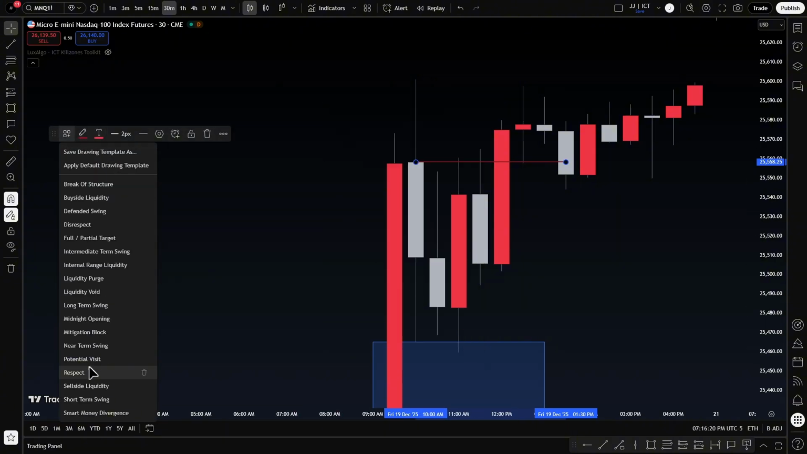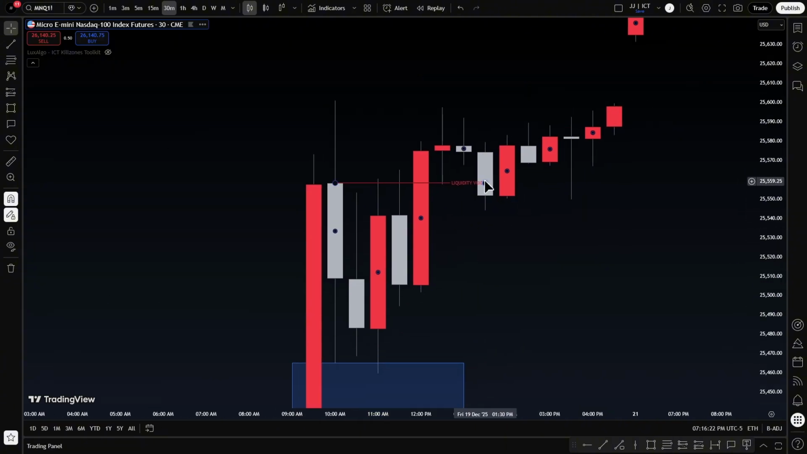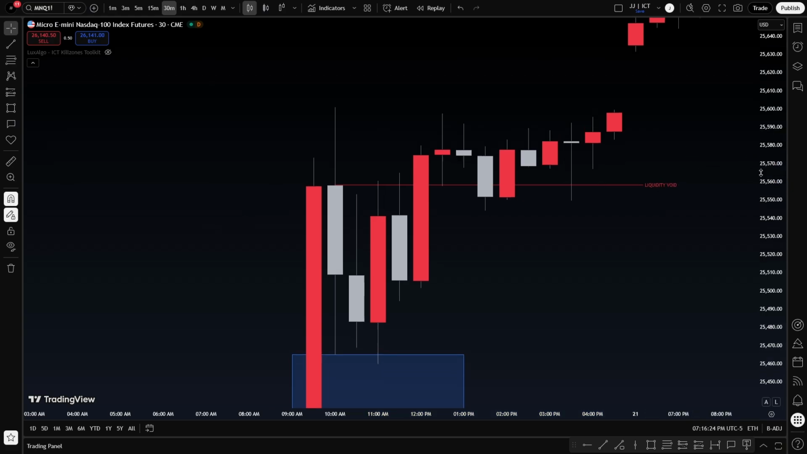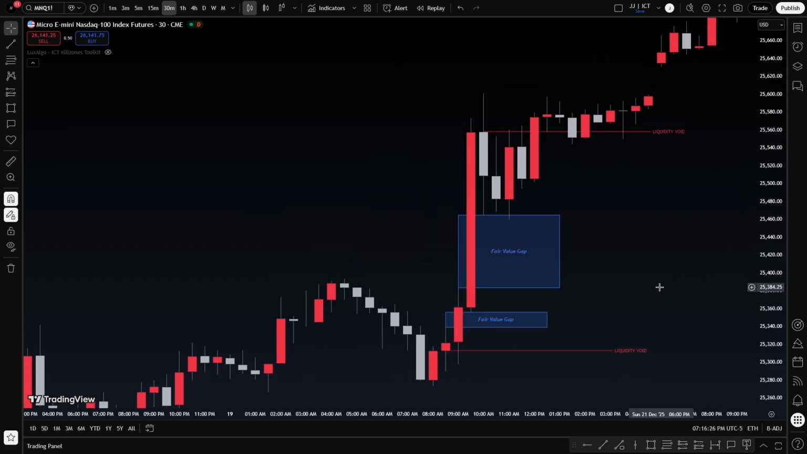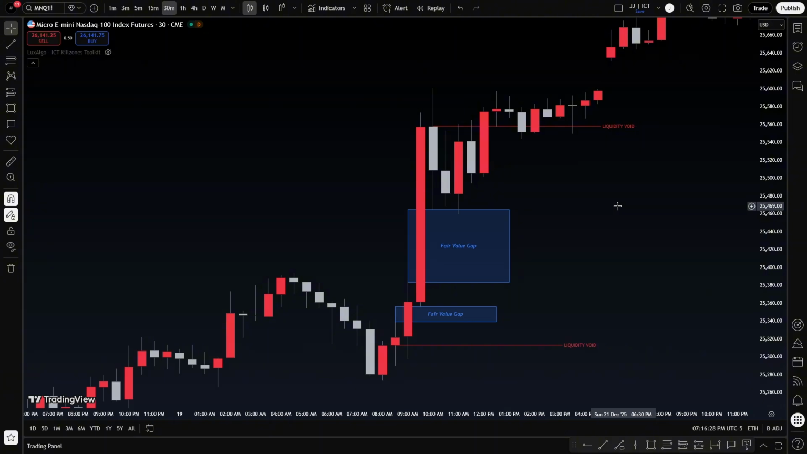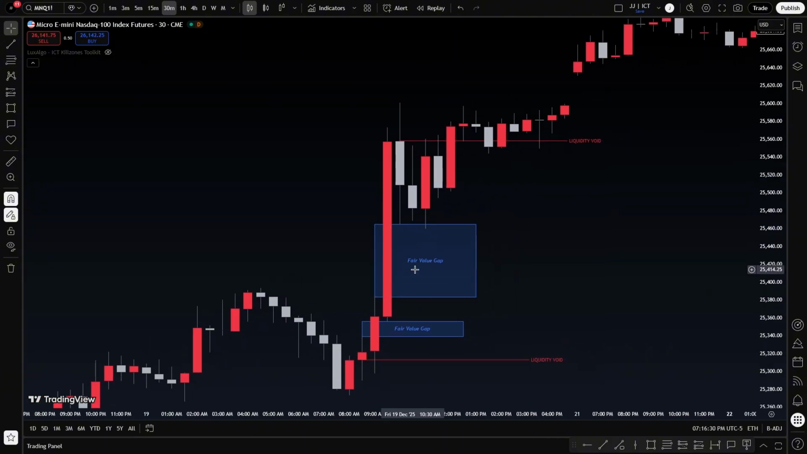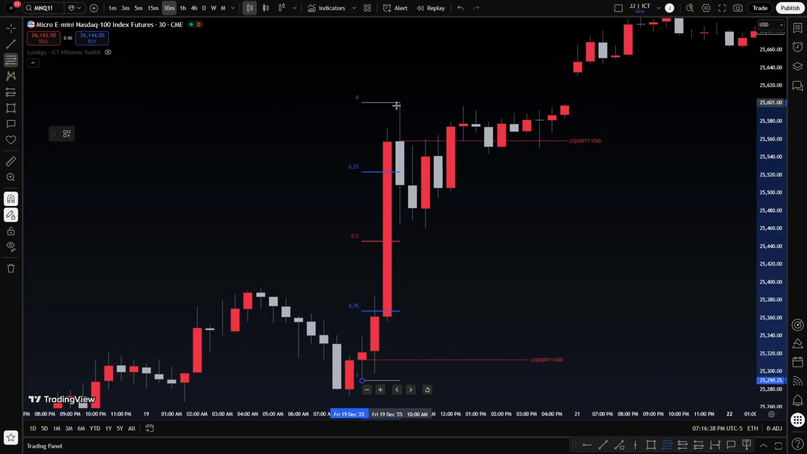Let me just mark it as liquidity void real quick. Hold on. There we go. So we now have our liquidity void. Boom. There we go. So we have the two fair value gaps within it. But let's just delete those real quick. Let's delete them. Oh, well, what am I doing? I did not place that correctly. My bad. I'm so slow.